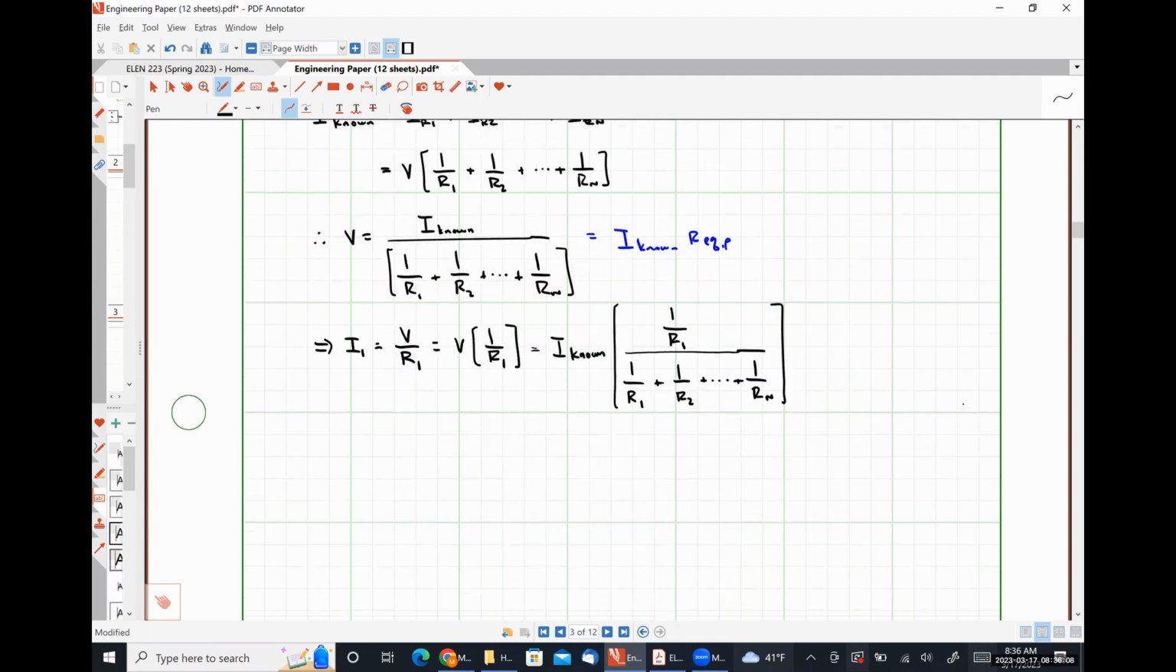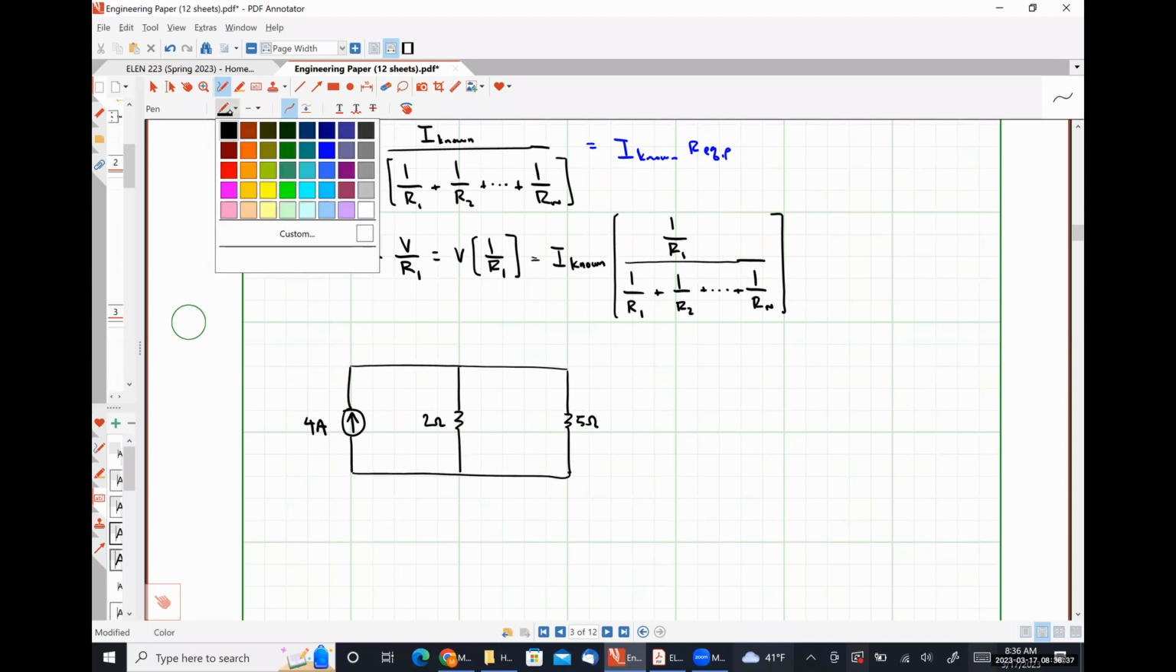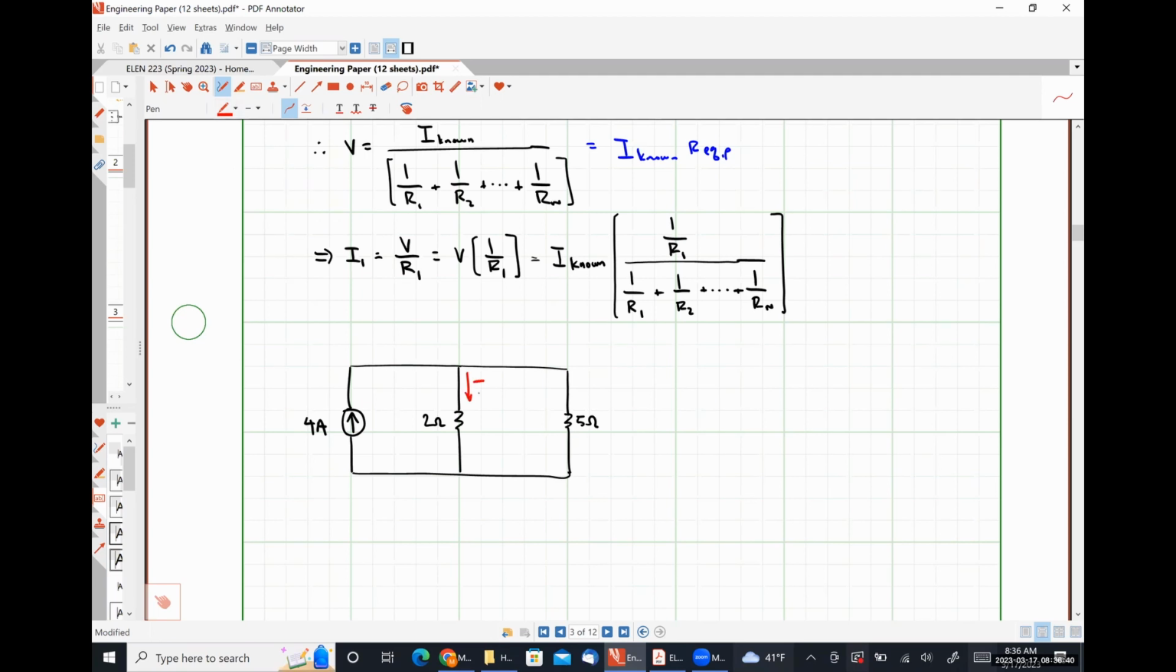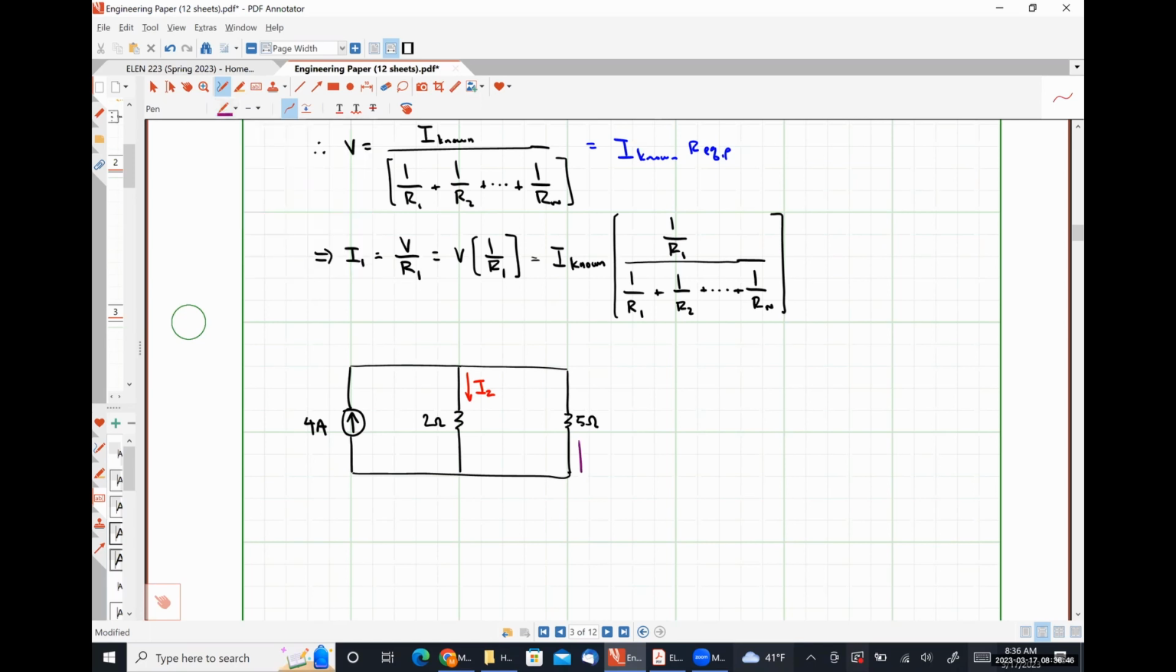Okay. So let's put this into practice as well. Let's do something simple. That I have 4 amps. I have a 2 ohm resistor here. And a 5 ohm resistor here. And I want to figure out this current I2 and this current I5.